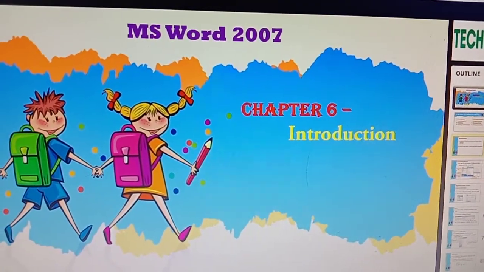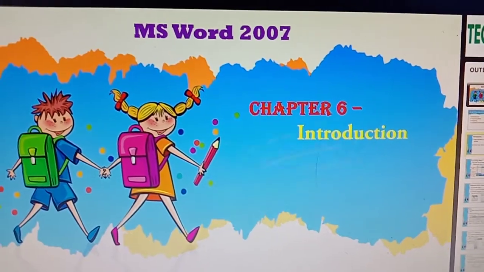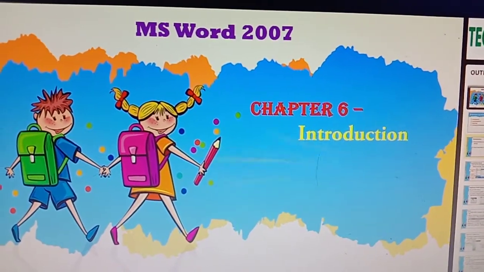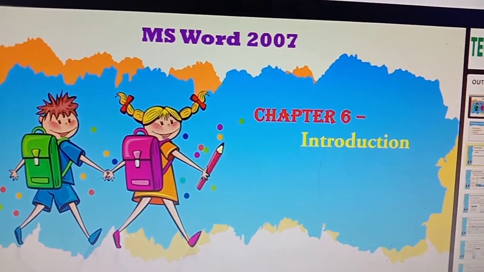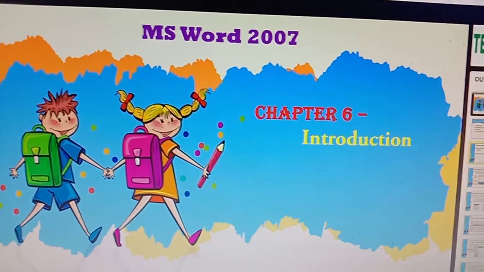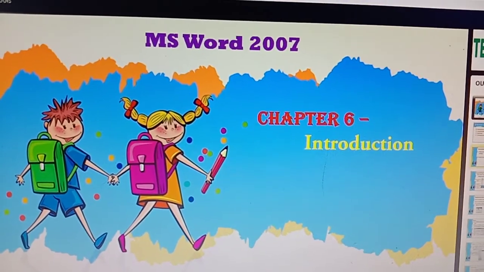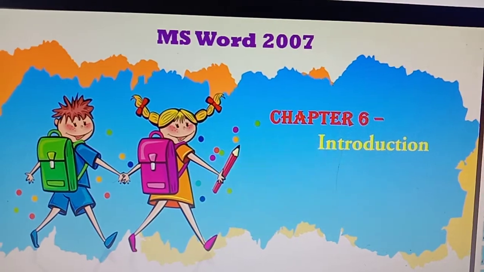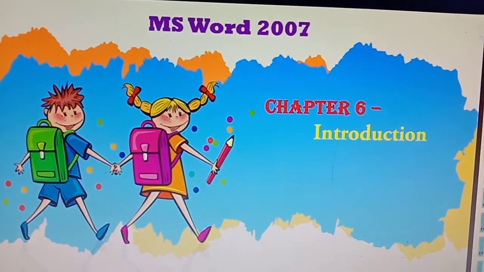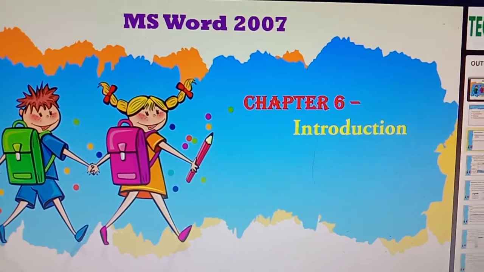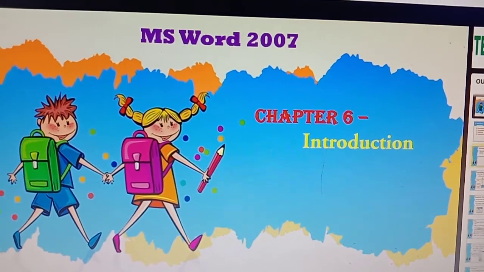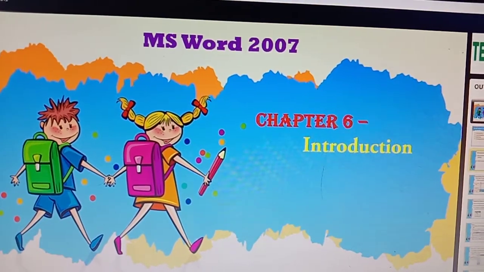Today we are going to see one new concept, that is the MS Word concept. Already we know MS PowerPoint 2007, what are the features we have in that. So in this chapter we are going to learn completely about the Word document. Chapter number 6 is an introduction to MS Word 2007.